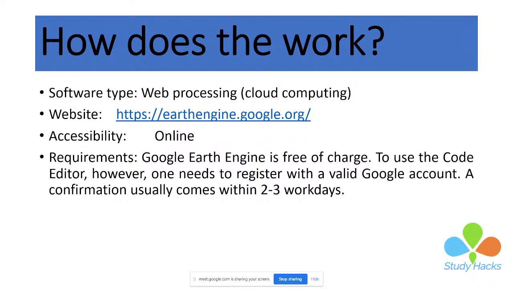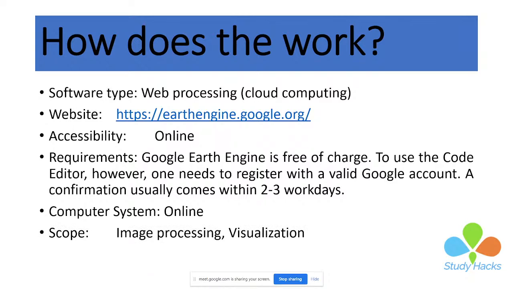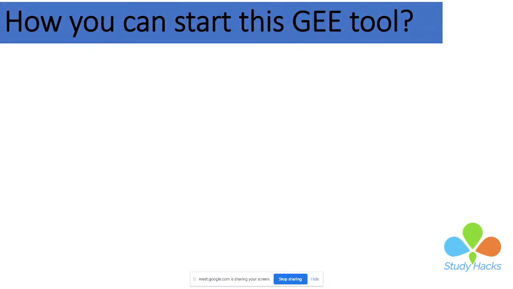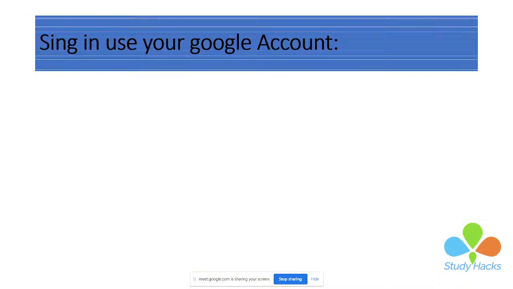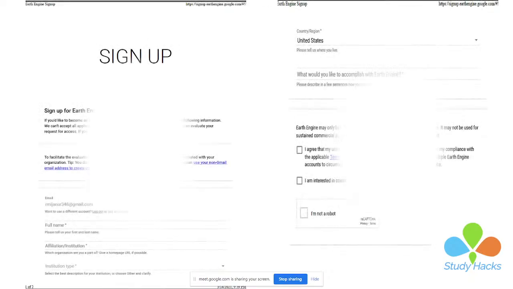Your computer system must be online, and the scope is processing, visualization, and vector data. It works with both vector and raster data. So how can you start this tool? You already completed the registration part, so I skip this part. It's very easy. You just need to sign in with your Google account, and then fill up this form.